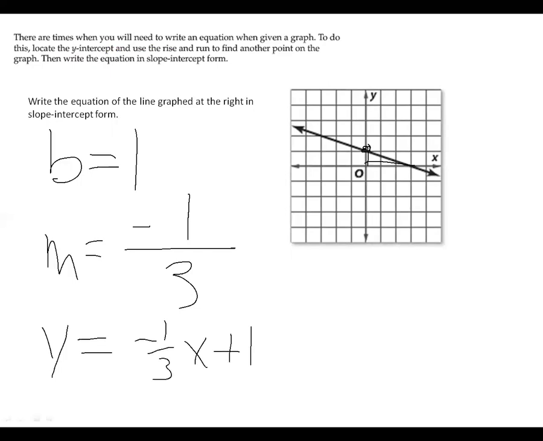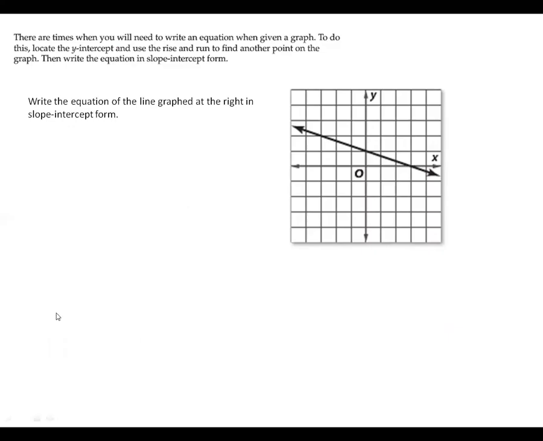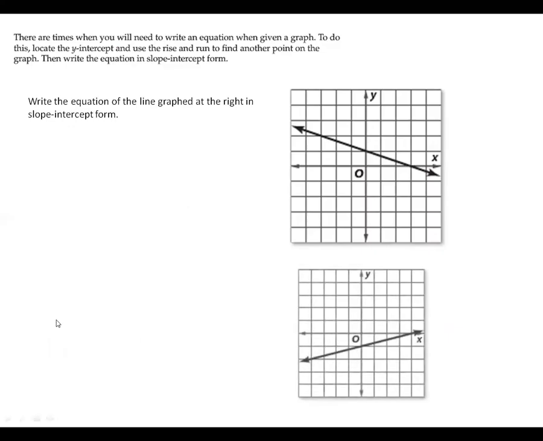If you went backwards, if you started here and went to this point, you would have to go up 1, back 3. So it'd be 1 over -3, which really is the same as -1/3. You know, -1 over 3, 1 over -3, and -1/3 are all the same numbers. So just be aware of that. Okay. This one, go ahead and pause the video and try that one.